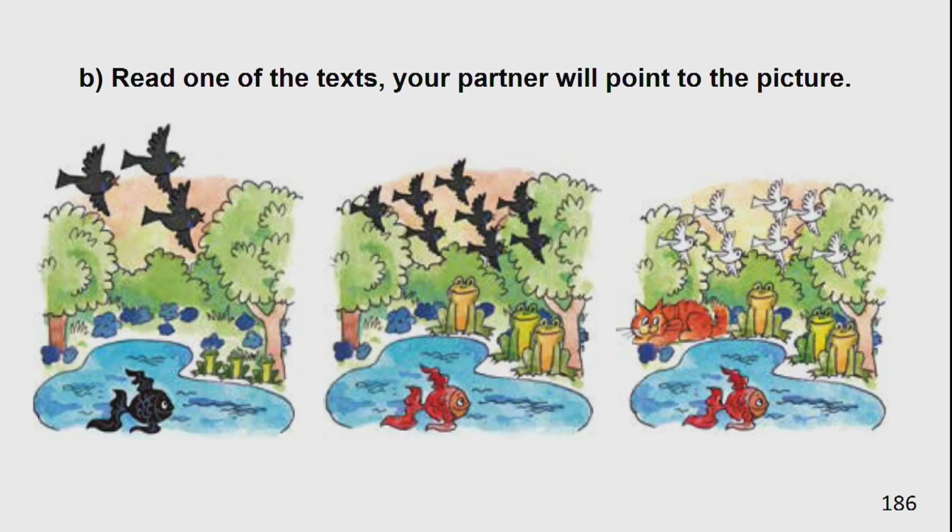Now, as you have finished, work with your partners again. Choose a picture and read the text to your partner. Don't tell your partner the number of the picture, because your partner should guess what picture you're talking about. Then your partner chooses another text and reads it to you. You listen to your partner and you guess which picture that is.